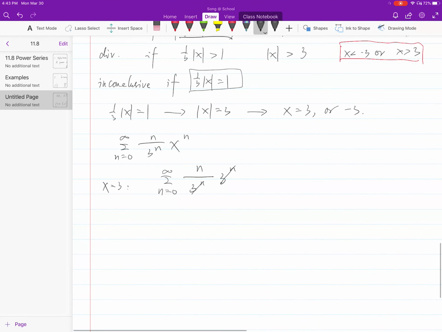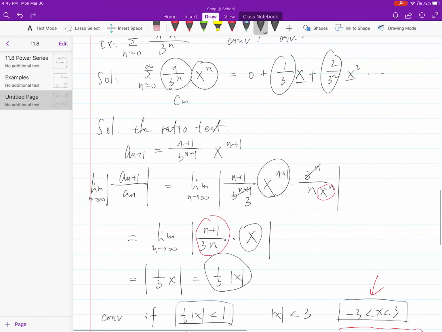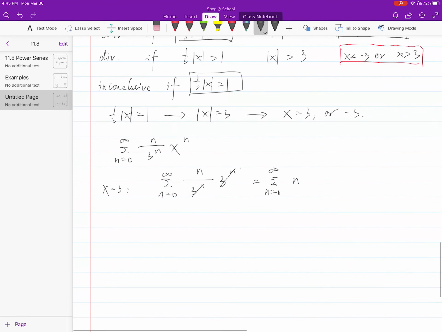Okay, 3 to the n, and when x equals 3, we have 3 to the n. So this is nothing but the sum from n equals 0 to infinity of n. Something is wrong? No, it's not wrong. Clearly this is infinity, so divergent.